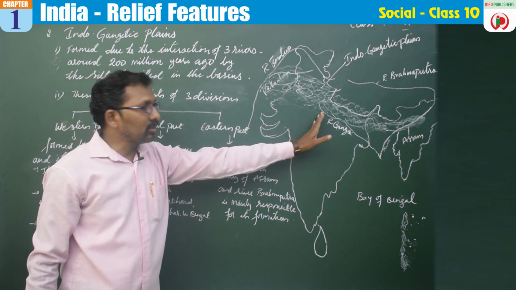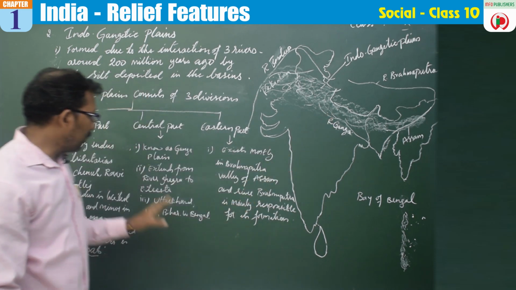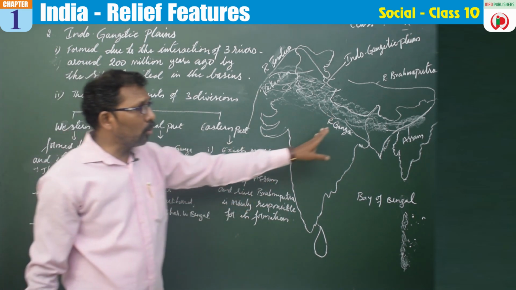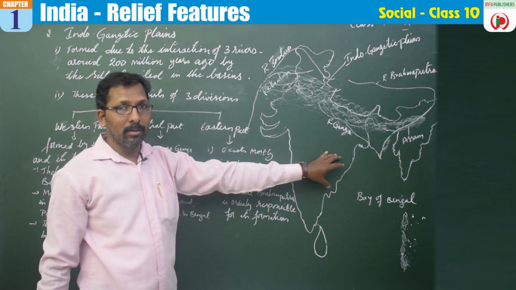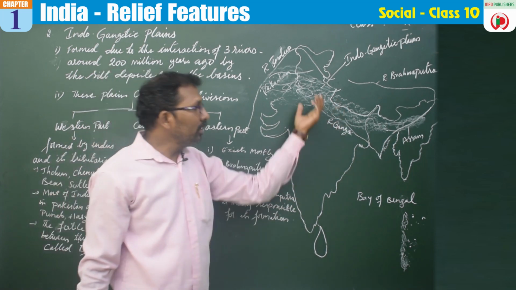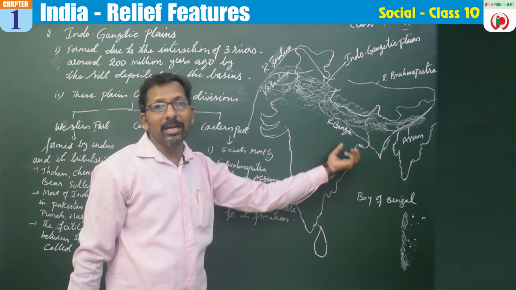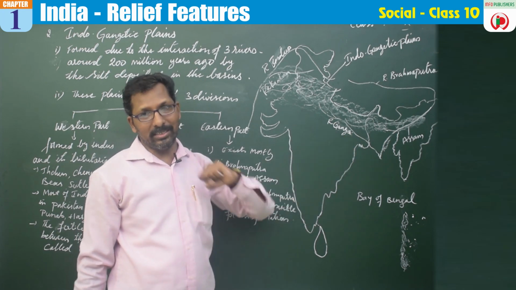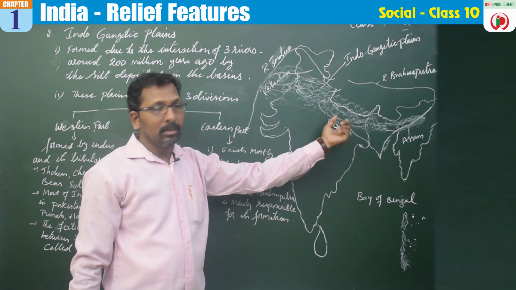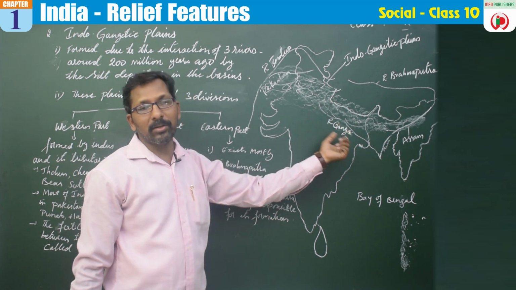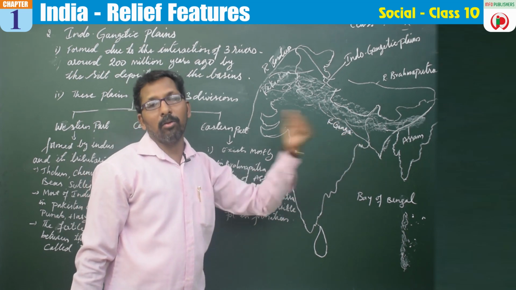Now next we'll go for the second part of the Indo-Gangetic plain, that is the central plains. These central plains are also known as the Ganga plain. Why is it known as the Ganga plain? Because this central portion is formed by the river Ganga and its tributaries. That's what is called the Ganga plain.